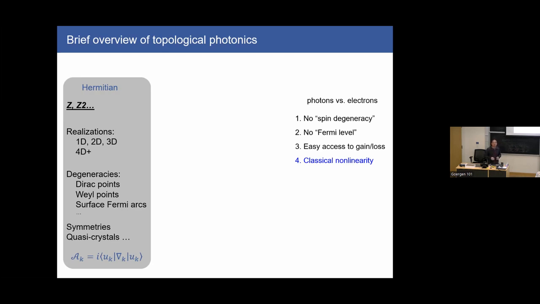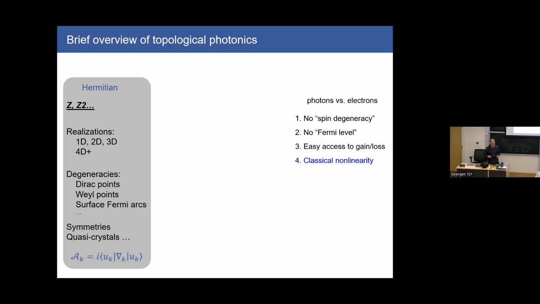However, photons do have something going for them. For example, photons being bosons, we're not limited by Fermi levels. If we're interested in a particular energy gap, we can just tune our laser to that particular frequency and directly probe the response, as opposed to electronic systems where you have to fill up your Fermi energy to this energy gap and then probe the response. Also, in optical systems, we have very easy access to gain, such as in amplifiers or lasers, or loss, such as in photodetectors.